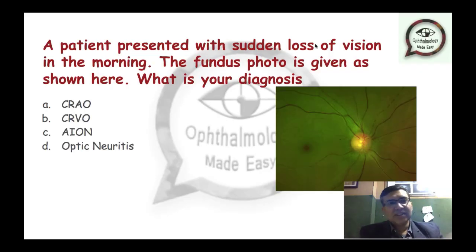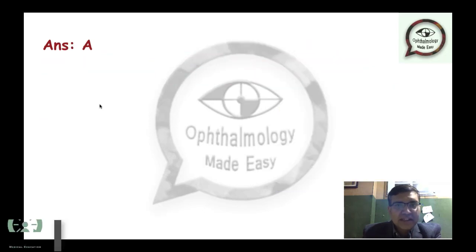So the first question was that a patient presented with sudden loss of vision in the morning. The fundus photo was given, and very easily you can see a cherry red spot in the center, and you can see the cattle trucking of the veins. They have asked you about the diagnosis. Diagnosis is very clear, that is a central retinal artery occlusion here. So the answer here would be A.